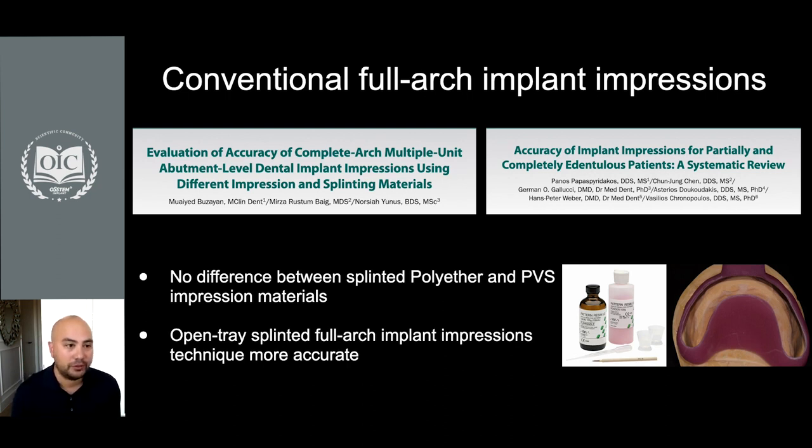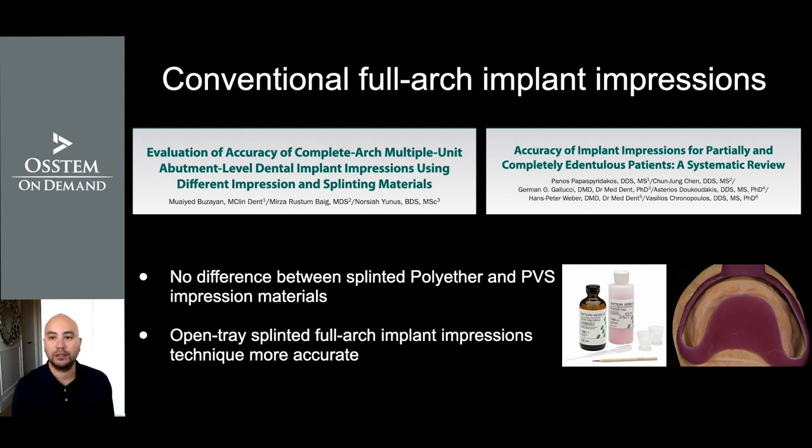If we look at the literature, there's no difference between splinted polyether or PVS impression materials. So regarding the impression material you want to use, there's not really much difference in terms of accuracy, as long as you use pattern resin for a jig. And they also recommend an open tray implant impression technique, which is much more accurate than a closed tray.